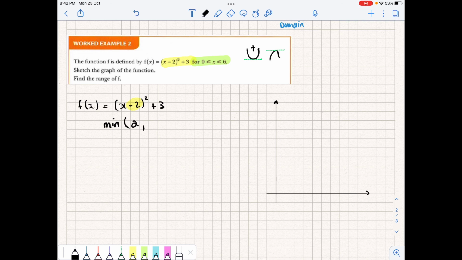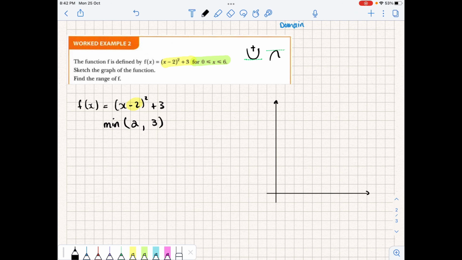So if the quadratic is in completed square format, the minimum point or maximum point, depending on the quadratic, is the value inside the bracket, with the opposite sign. In other words, our minimum value would be 2, not negative 2, and the output, or the value at the minimum point, would be 3. So that's the coordinate of my minimum point. And I can see that that falls within my domain. So I'm going to have the minimum value somewhere inside my domain.